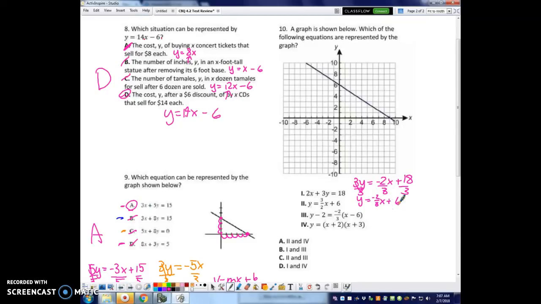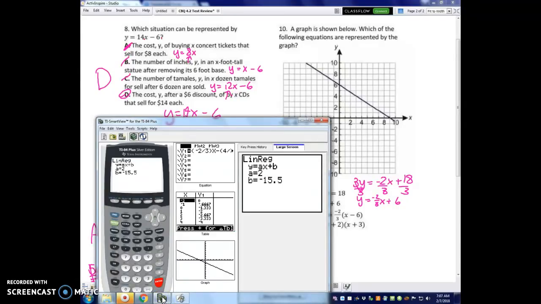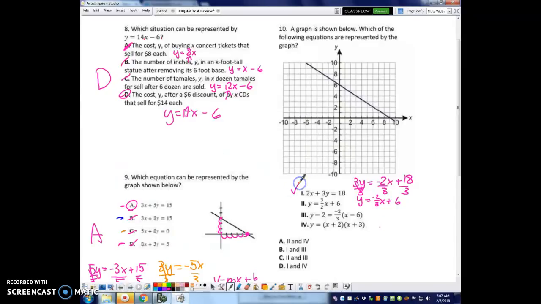So we type that into y equals. Let's see here. Negative 2/3 x plus 6. Graph. Does it match? Yeah, it totally does. Okay, so that one worked. So we know one worked, so we can cross out this one and this one. So now we just need to test 3 and 4, because obviously that doesn't match this. It's missing, so that's not it, okay?